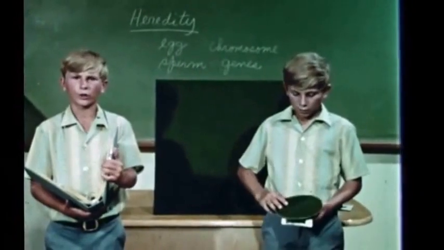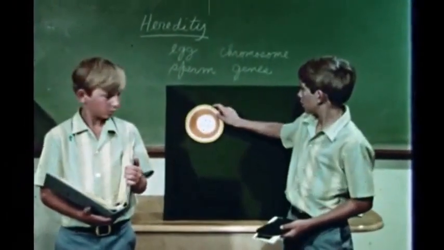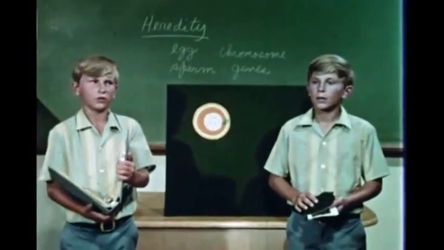Identical twins like us start from a fertilized egg. The single egg divides into two cells.